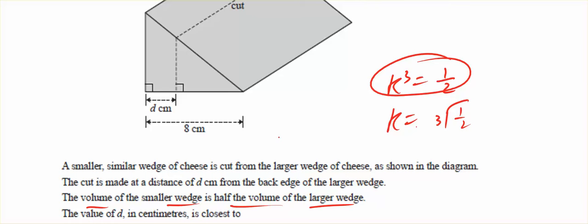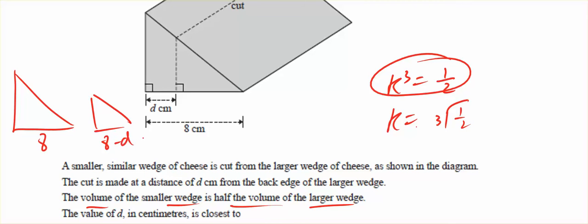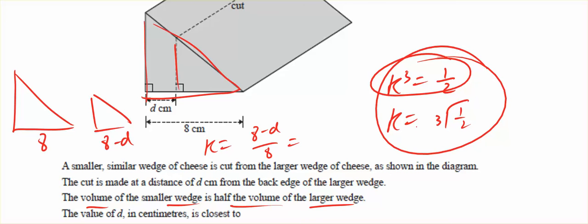Okay, so we know that if I have a large wedge, that's 8, and if I have a small wedge, that's 8 minus D. If that makes sense. So if I'm comparing the two triangles, here and here, then that's 8 and that's 8 minus D. So my K factor would be small, 8 minus D, divided by 8 equals, and we've been given a relationship here because we know one volume is half the other. So K would be the cube root of the volume ratio, equals the cube root of a half.